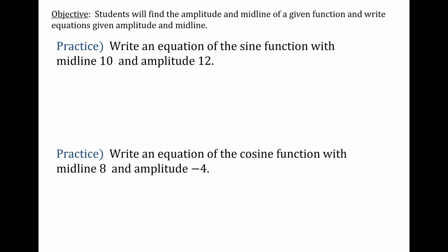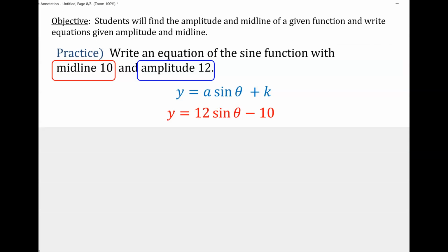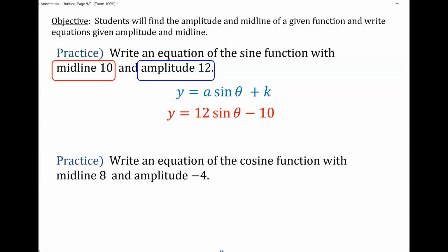Okay, hopefully you paused the video. Here's the solution to the first one. I have a sine function. The midline is 10, so I know, well, that's a mistake. Hopefully you guys are saying, Miss Figueroa, that's wrong. The midline is a positive 10, so this should be positive 10. And then the amplitude is 12, okay?